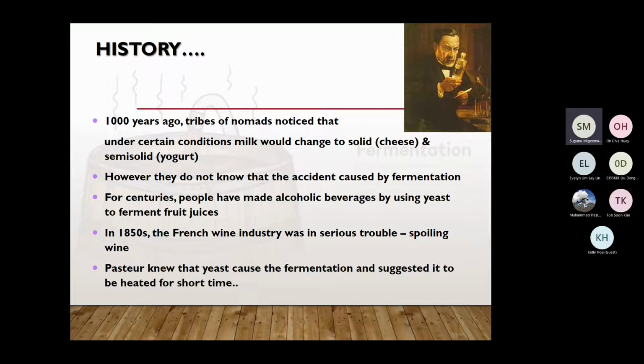But even this application was only properly understood around the 1850s, when the French wine industry started to face a serious trouble, whereby there was bulk spoilage of the wine that they produced. Then comes in the scientist you can see at the top right, Louis Pasteur. We call him Pasteur. He knew that this fermentation process is actually done by the yeast, and in order to stop further spoiling of the food, or the reason of spoiling, which we cannot blame on the yeast, he suggested heat treatment for a short while. And then the story goes on about how other scientists began to explore this fermentation application.